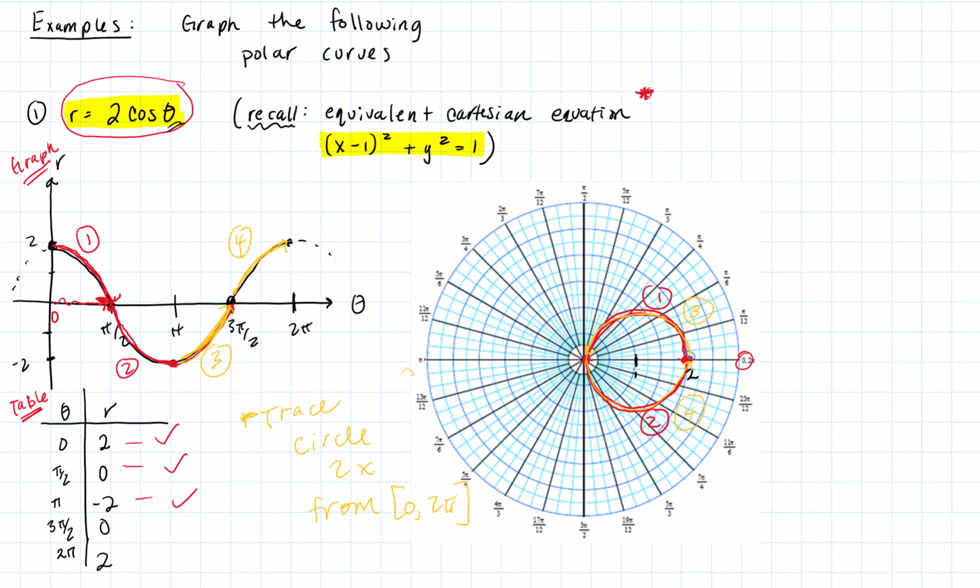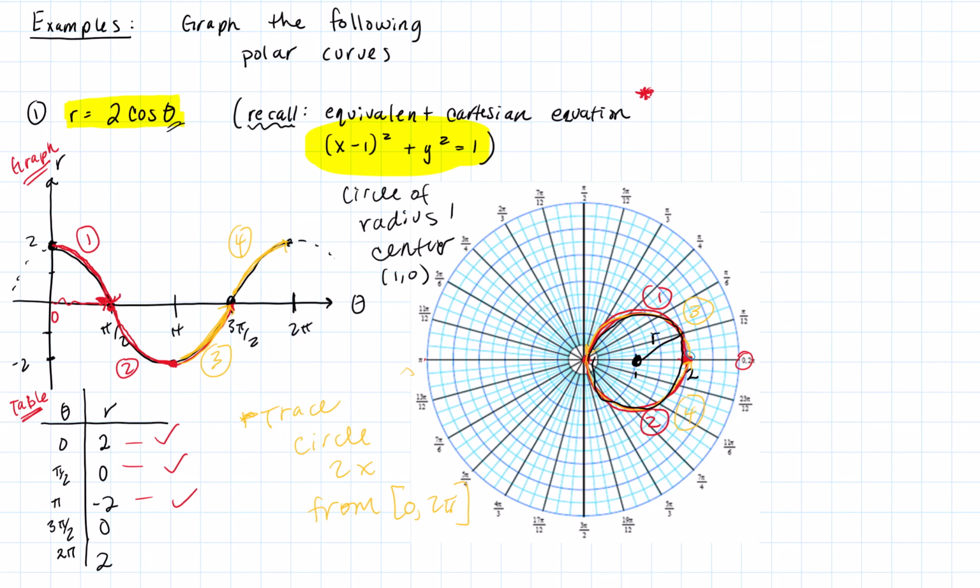I wanted to just talk about this last little piece here, that connection that we started with, back to that circle. That is a circle of radius 1 with a center at (1, 0). And notice that if we were to overlay the coordinate system right here, that's exactly what we have. This is a circle with a radius of 1 centered at (1, 0).